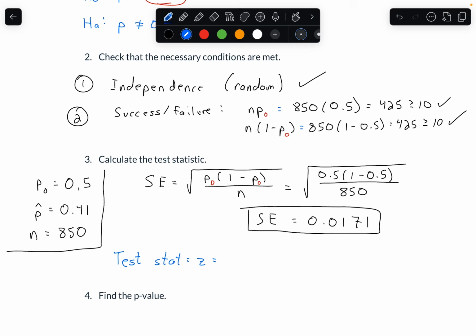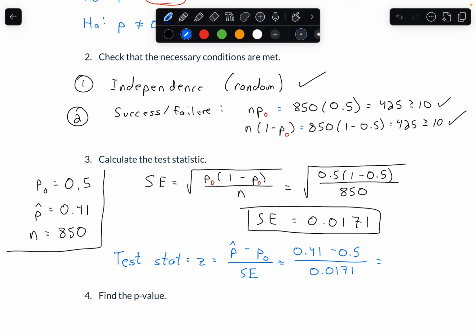So the formula for a test statistic, it's really just the same as the z-score formula. So we want the observation, which in this case is our p hat, minus our mean, which from our central limit theorem says that's p, or in this case p naught, divided by our standard error. We just calculated that in the last step. So we're going to take all the information that we have and plug this in. So p hat we said was 0.41 minus 0.5 divided by my standard error, which in this case is 0.0171.